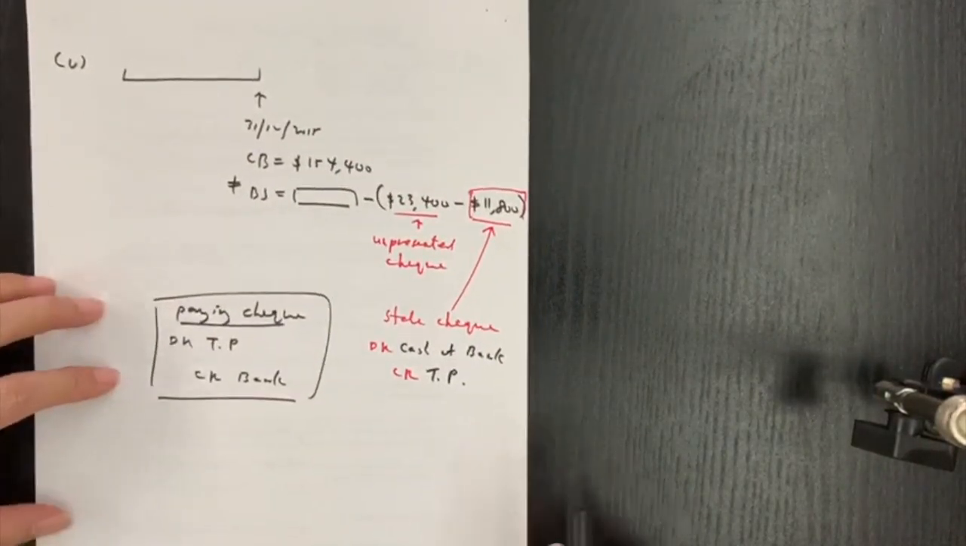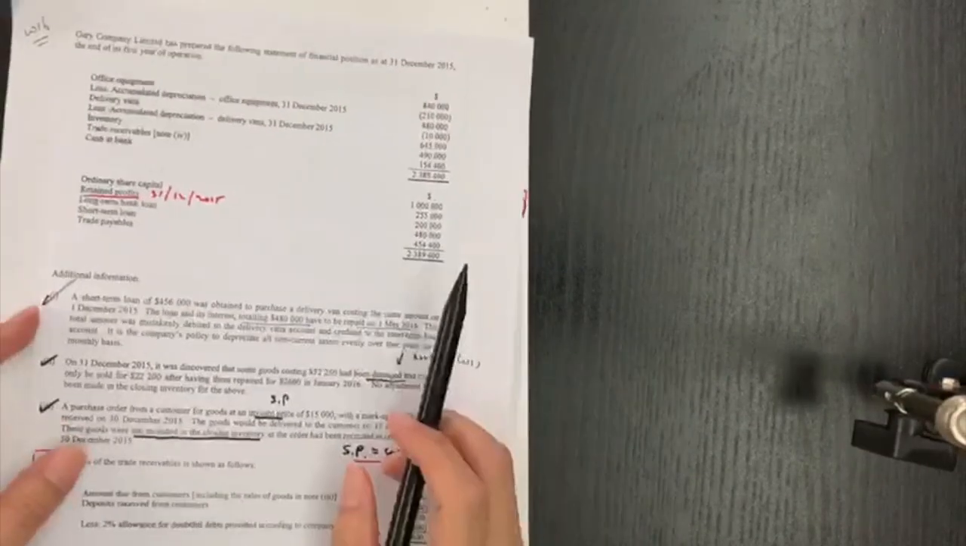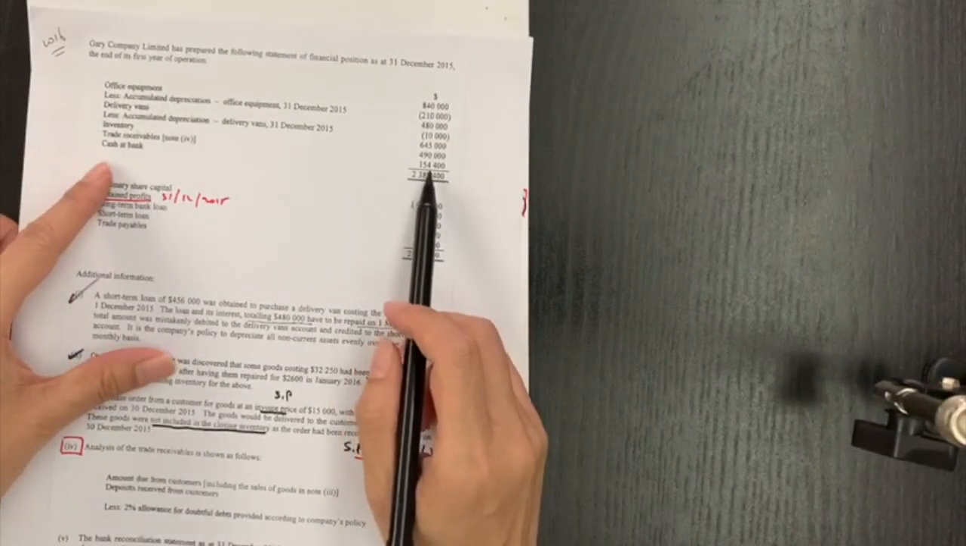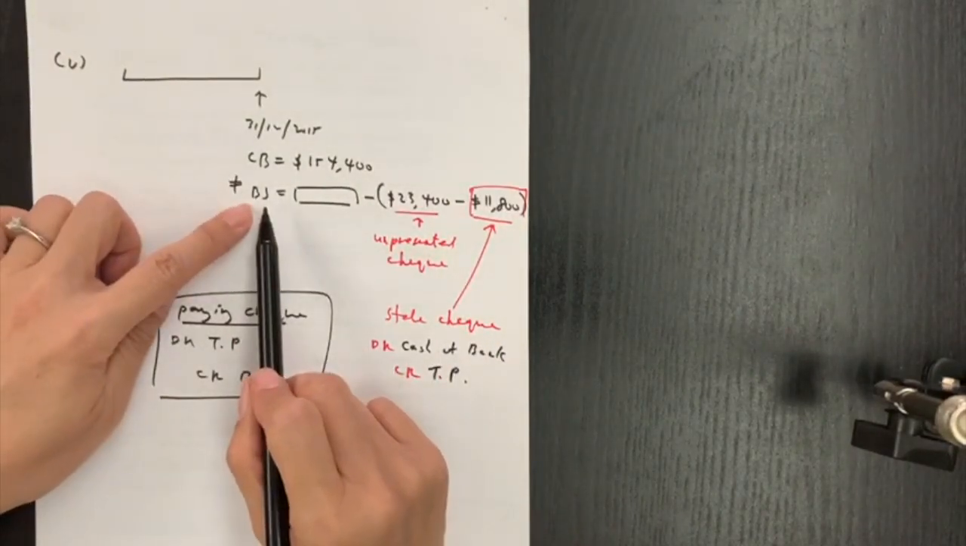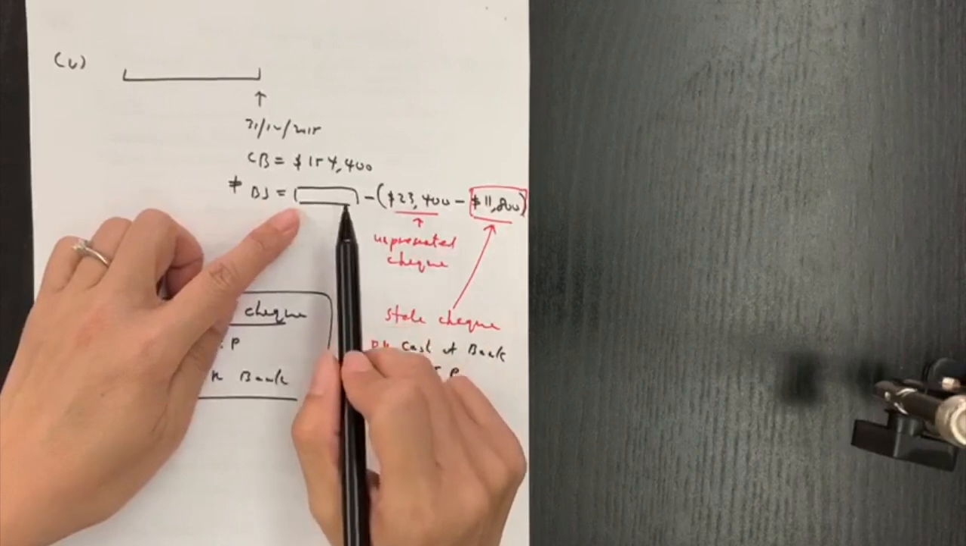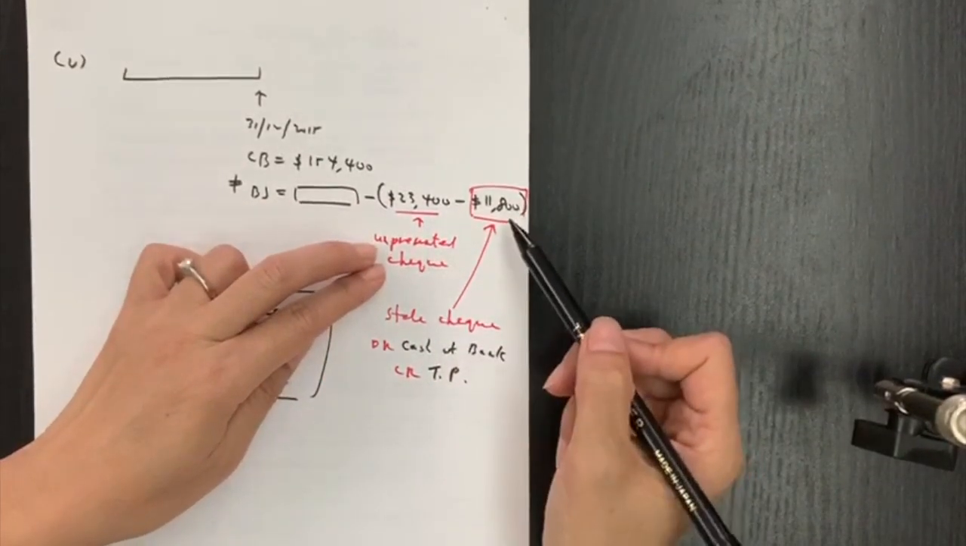So here is the diagram. At the end, we have the cash book balance, and I get this figure from here, 154,400. However, the balance in the bank statement is not the same, but we don't need to worry about that. Anyway, we have these unpresented checks. There are 3, however, 1 being stale.